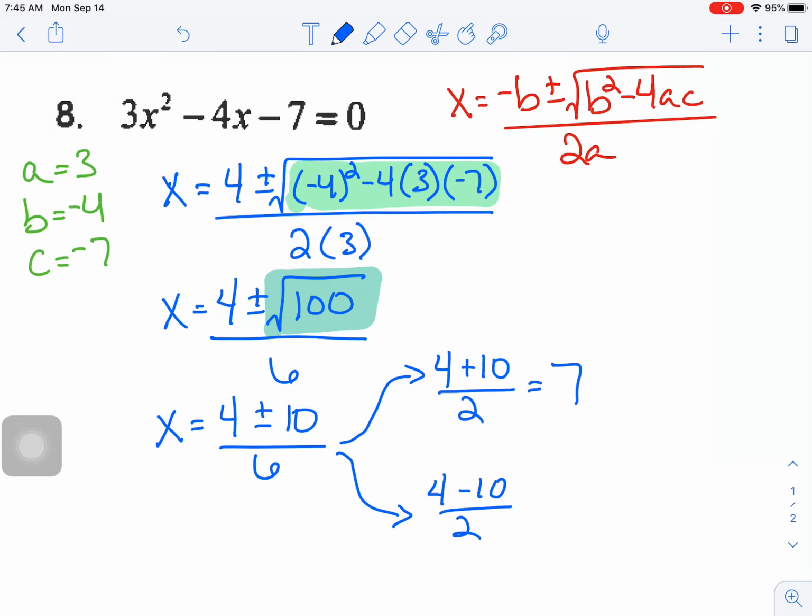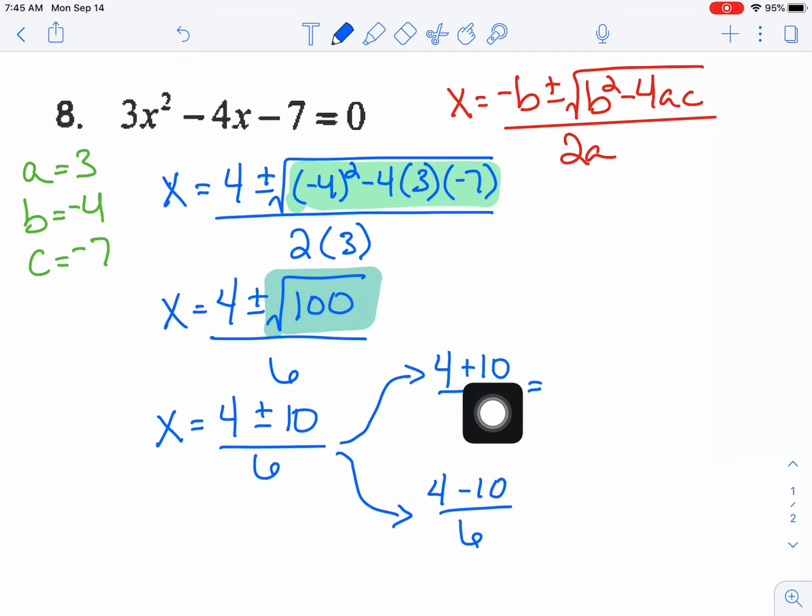Let's see. Whoa, why am I using 2's in the denominator? Wait a minute. Hold it. Back up. Helps if I actually write down what's in the problem, doesn't it? And for anybody who's yelling at the screen, keep yelling, all right? This is the part of making mistakes that happens. Okay, let me double check here. So 4 plus 10 over 6 and 4 minus 10 over 6. I am sorry about that.